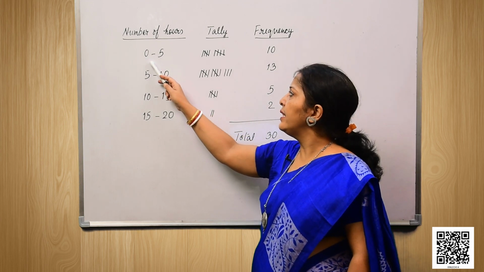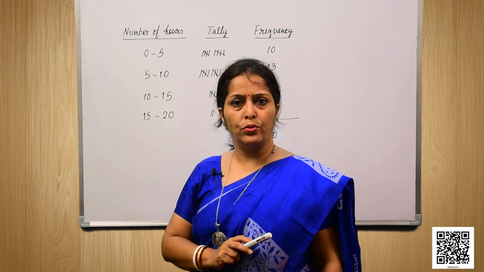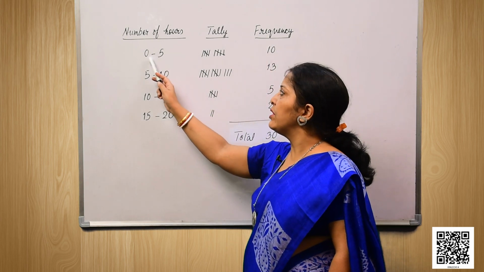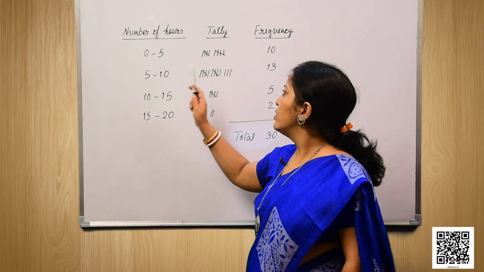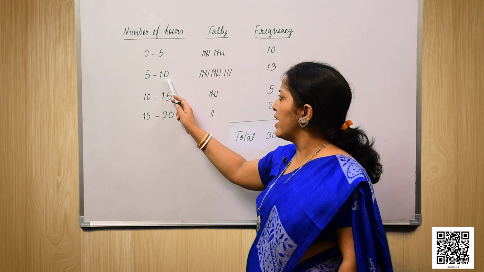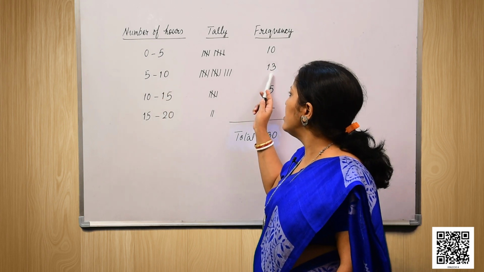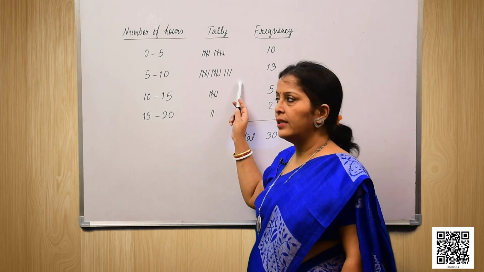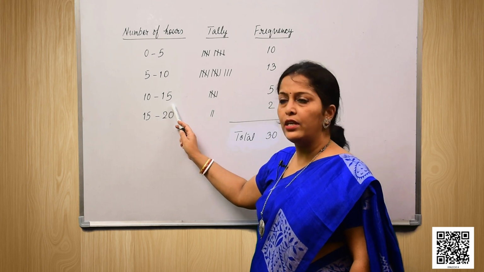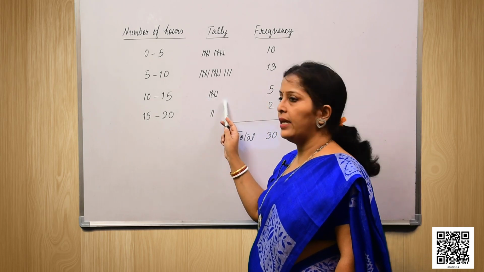Now we see that in the range 0 to 5, that means the numbers 0, 1, 2, 3 and 4, we have a total of 10 numbers. So the tally is the same here, 10. Then in the range 5 to 10, which includes 5 but not 10, we have 13 numbers. So this is our tally. Then the next, that is the third row, we have 10 to 15 and we have a total frequency of 5. So the tally is this.